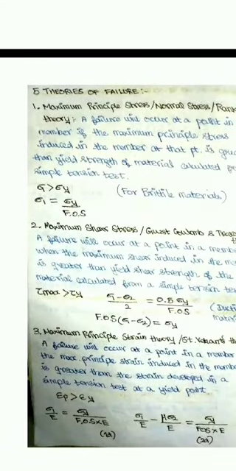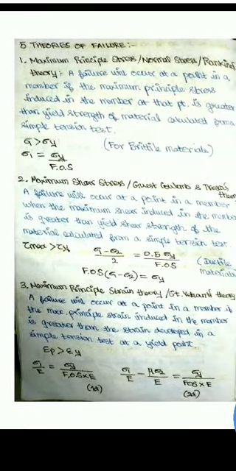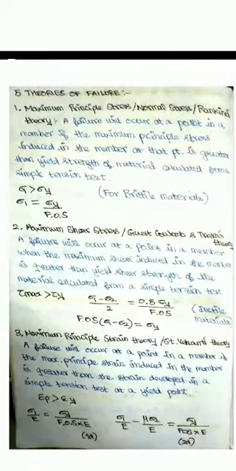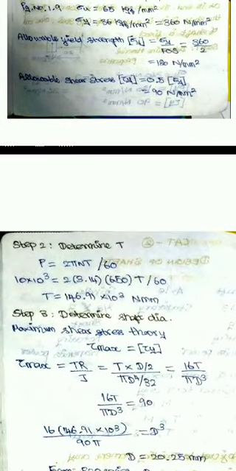To determine the shaft diameter, we should use the maximum shear stress theory. According to the theories of failure, the second theory of failure is the maximum shear stress theory. A failure will occur at a point in a member when the maximum shear stress induced in the member is greater than the yield shear strength of the material calculated from the simple tension test, where tau max is greater than the shear stress. According to this maximum shear stress theory, tau max equal to allowable shear stress.